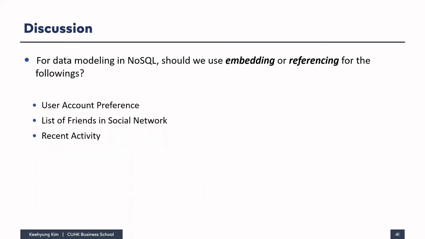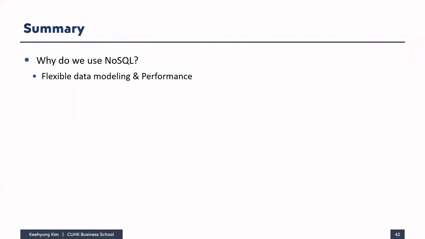So that's it. To summarize the first part: why do we use NoSQL? We are using NoSQL in big data management because it provides flexible data modeling, and depending on how you design, the performance will be much faster. So you can have great performance. However, you have to be really careful. Flexible data modeling doesn't mean that you can do anything.